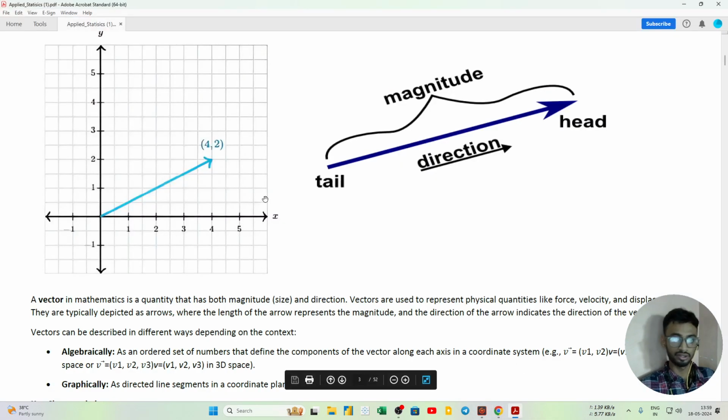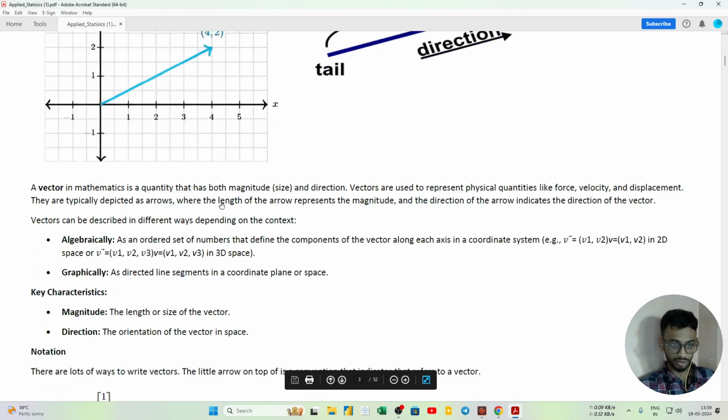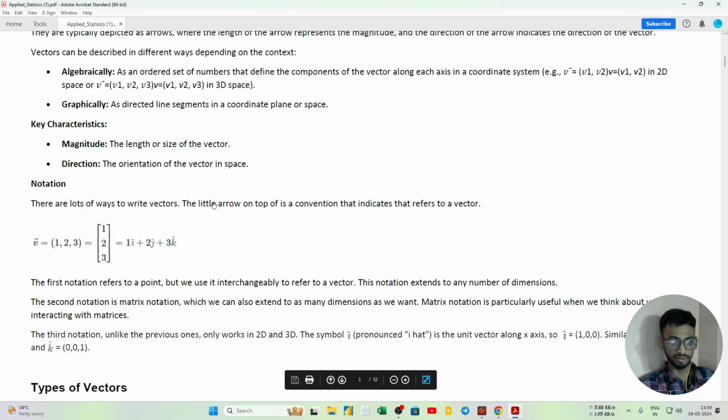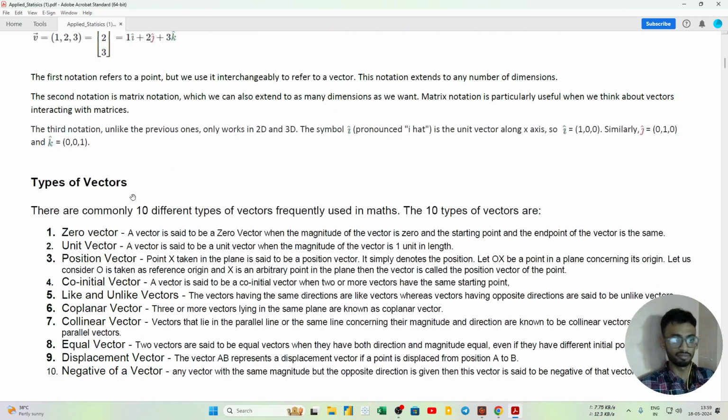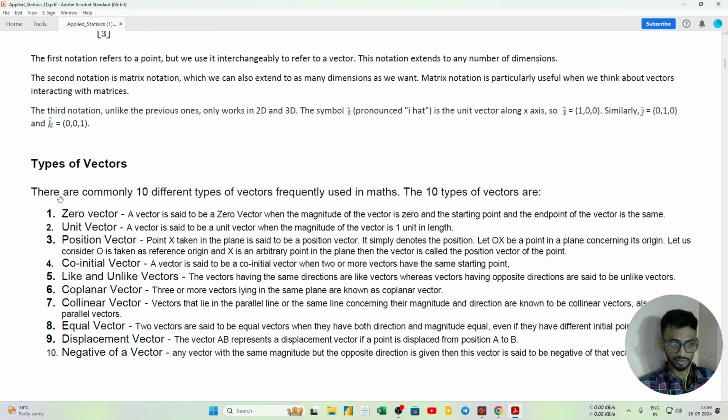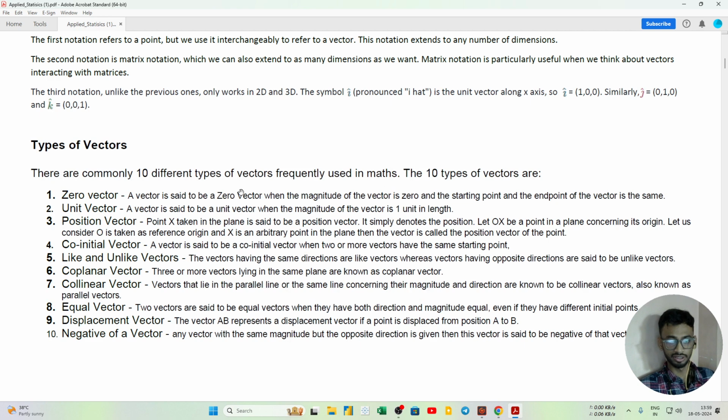So I have mentioned the notation and the types of vectors. There are 10 commonly known types of vectors. Zero vector: a vector is said to be a zero vector when the magnitude is 0, meaning the starting point and end point are the same. Unit vector: a vector is said to be a unit vector when the magnitude of the vector is 1 unit in length.